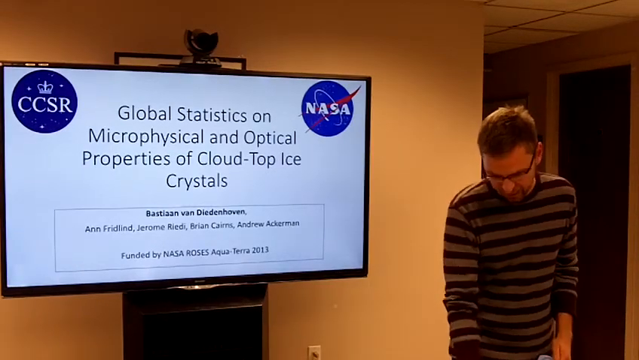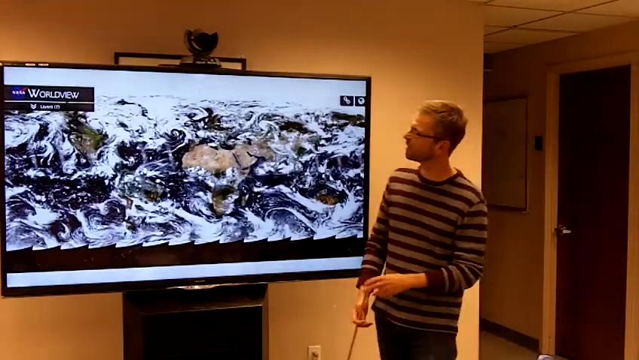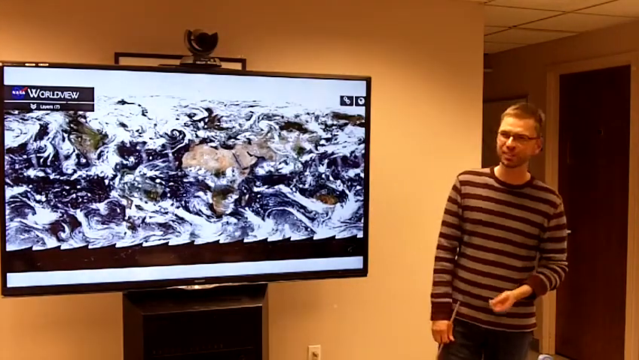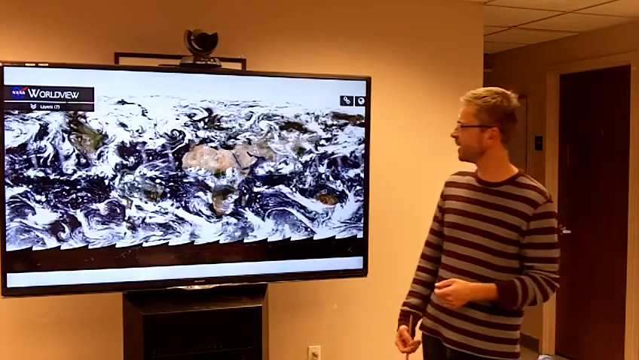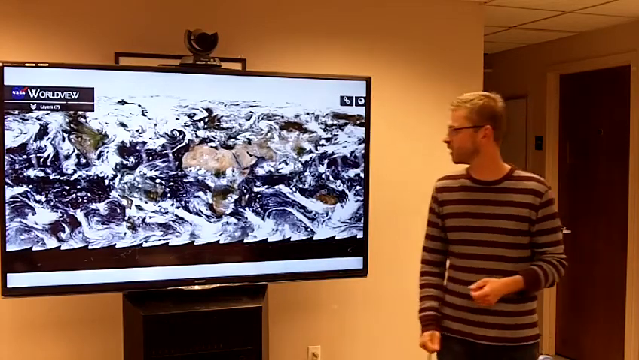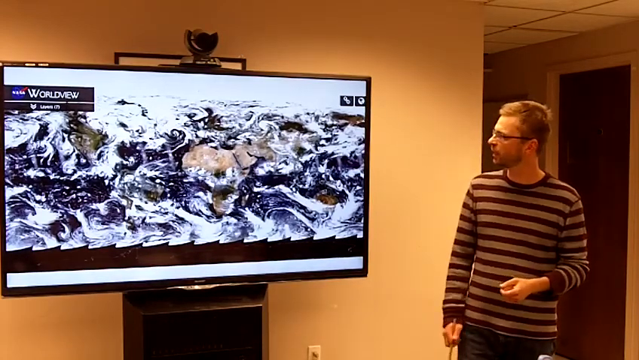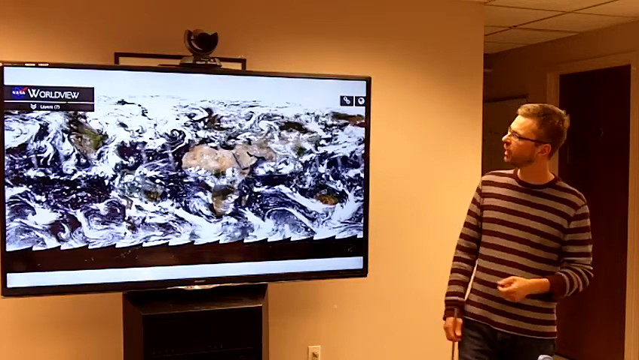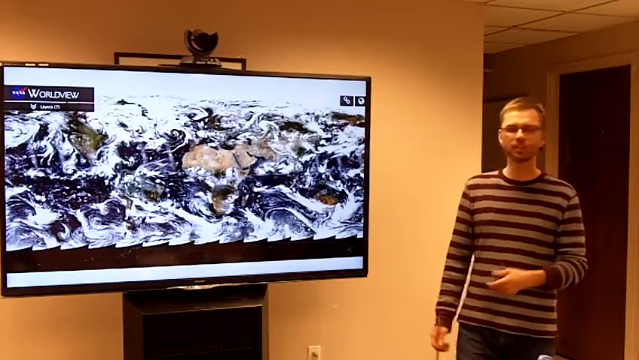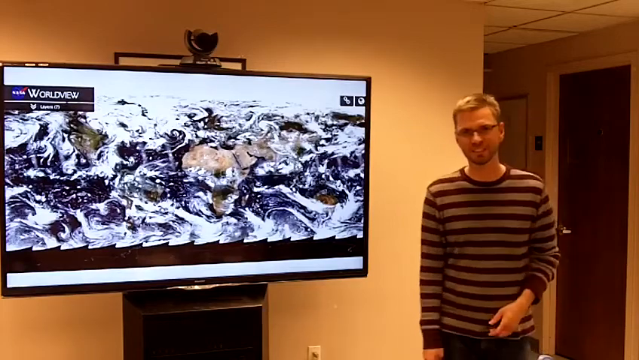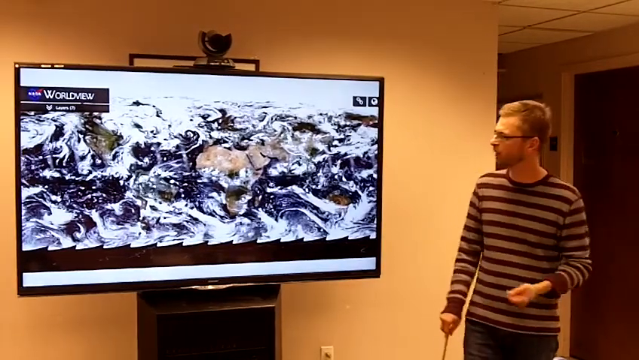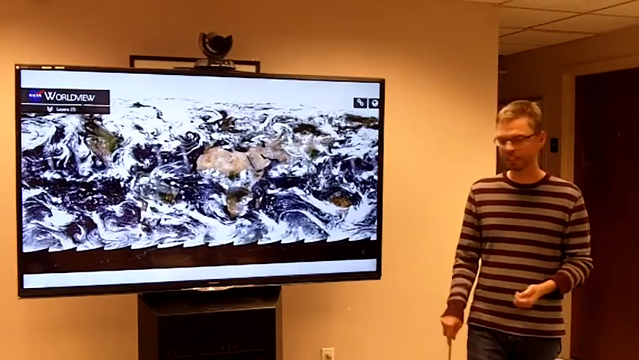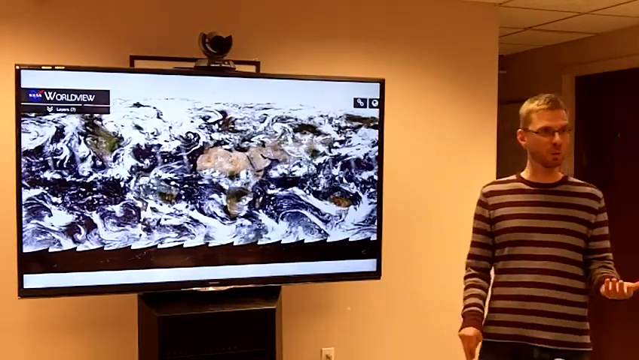And so I thought I'd start with my favorite website, which is NASA Worldview, and this is just a random day of first MPP measurements. The point is there are a lot of clouds. About 60% of the surface is cloudy at any given time. And clouds are very bright, and here you can see they're all white.